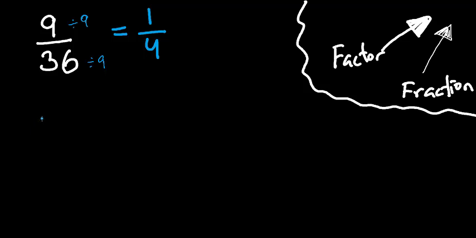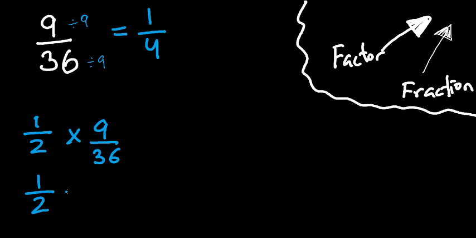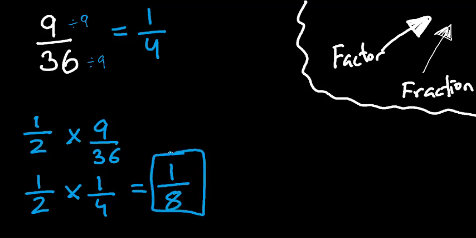What if we were multiplying 1/2 times 9 over 36? It would be a lot easier to just do 1/2 times 1/4, wouldn't it? Because 9 over 36 is a lot bigger than 1/4. And if we're working with smaller numbers, we can get a quicker answer. 1 times 1 is 1, and 2 times 4 is 8. So it's a lot easier to get your answer.